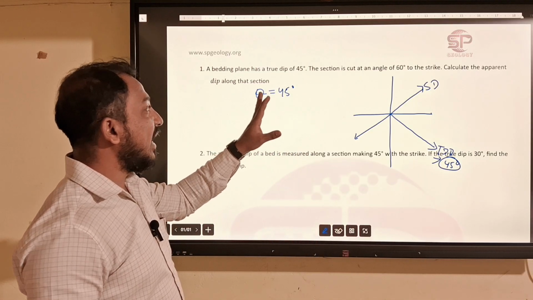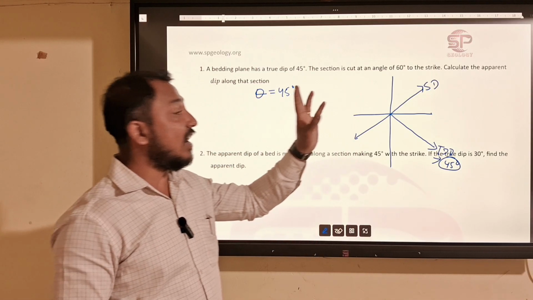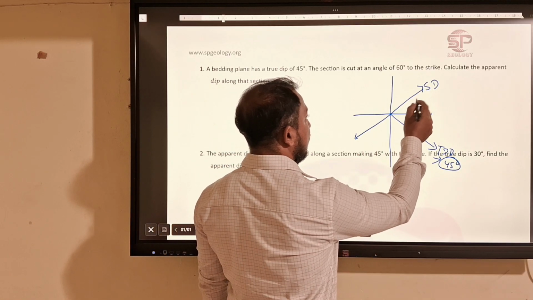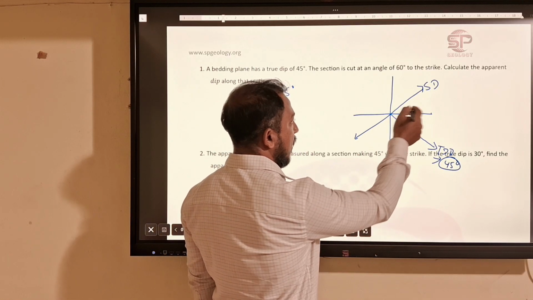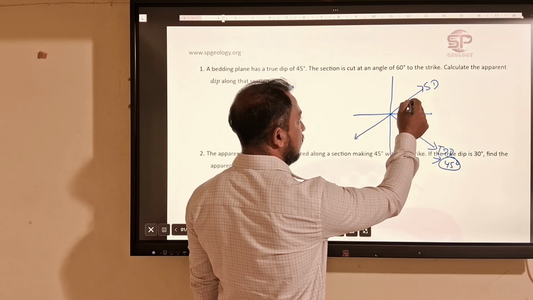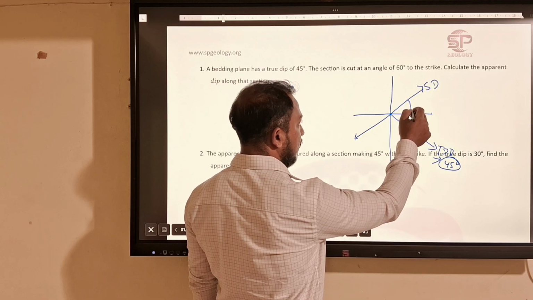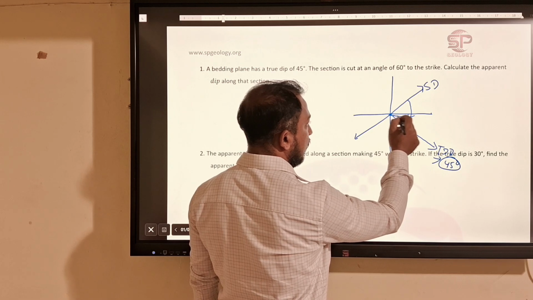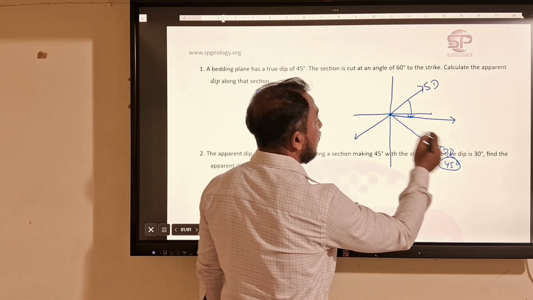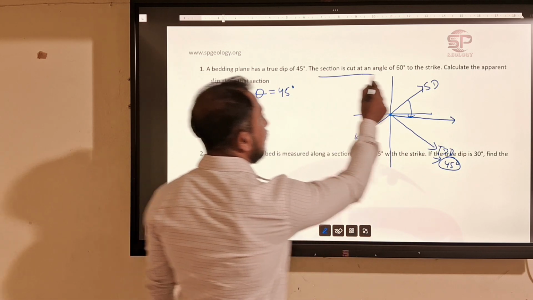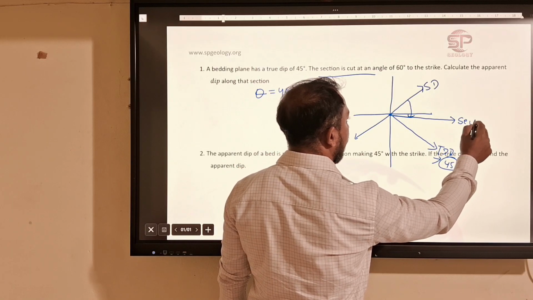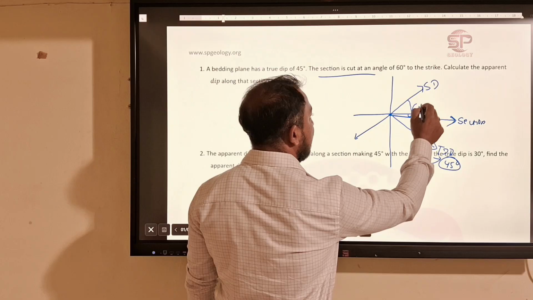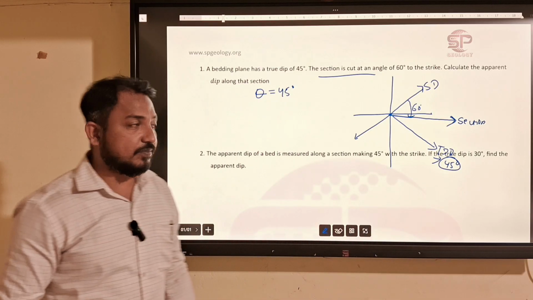Then a section is cut at an angle of 60 degrees to the strike. So this is the strike direction. From any direction you can take. So we'll take from this direction, there will be 60 degrees, suppose this much. This is the section. This is the direction of the section, which is cut 60 degrees from the strike.